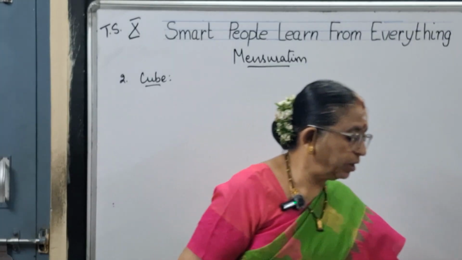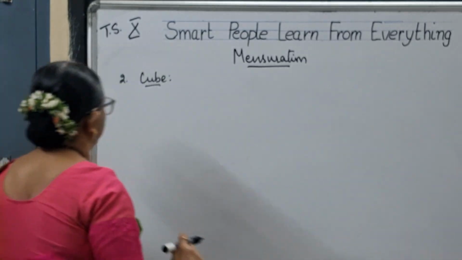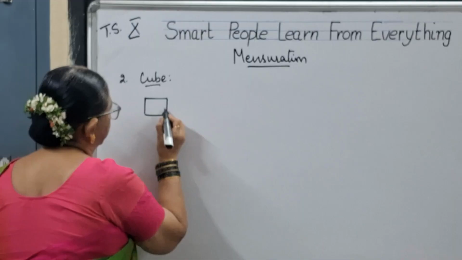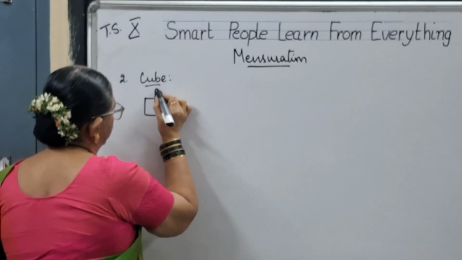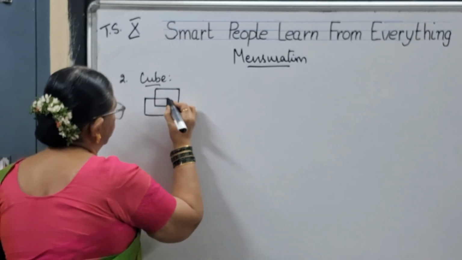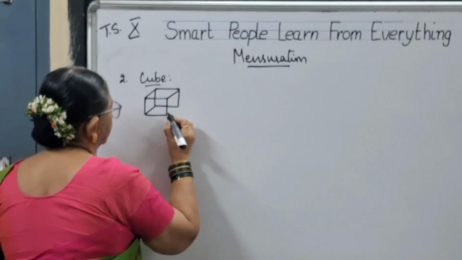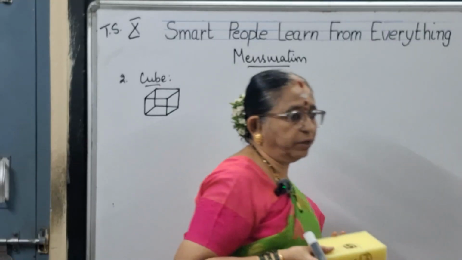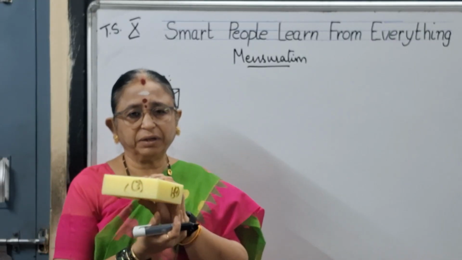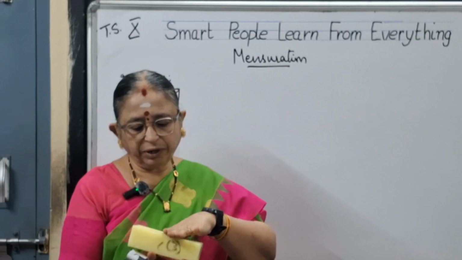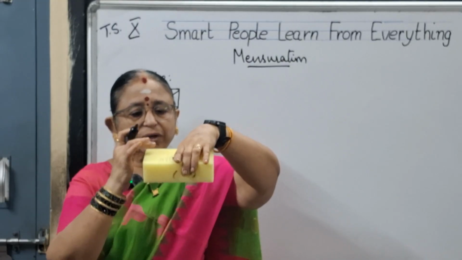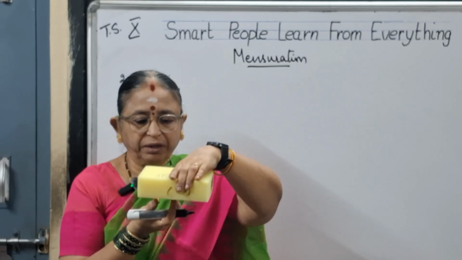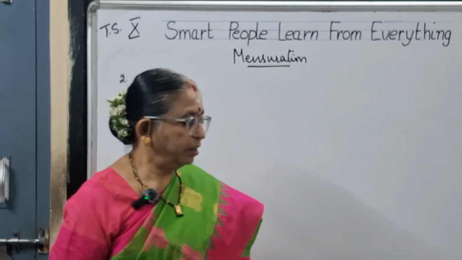So the second one that we are going to learn is the cube. What is this cube, my children? The explanation is the same as that of the cuboid, but the only difference is that in a cuboid you have length separately, breadth separately, height separately. But for a cube, suppose you make it half, this becomes a cube. In this cube, length, breadth and height will be the same.